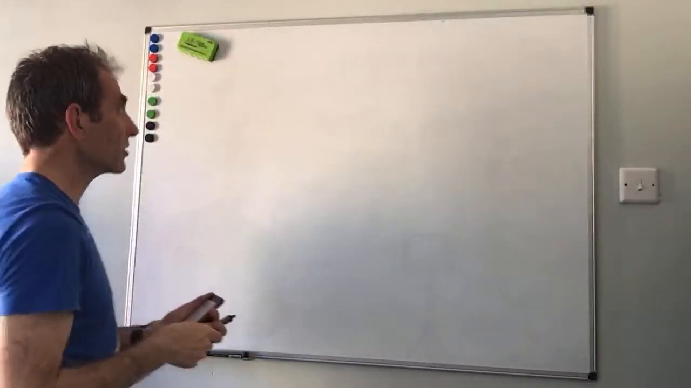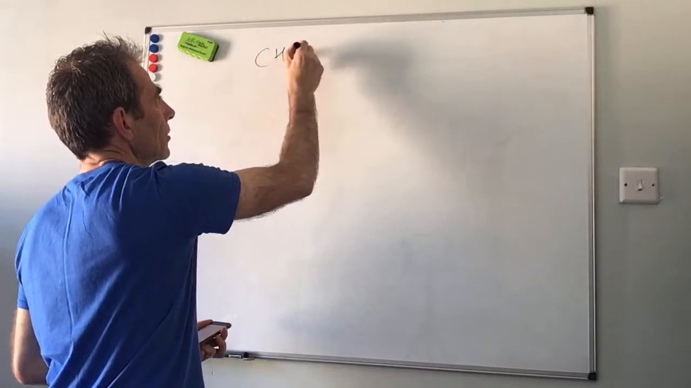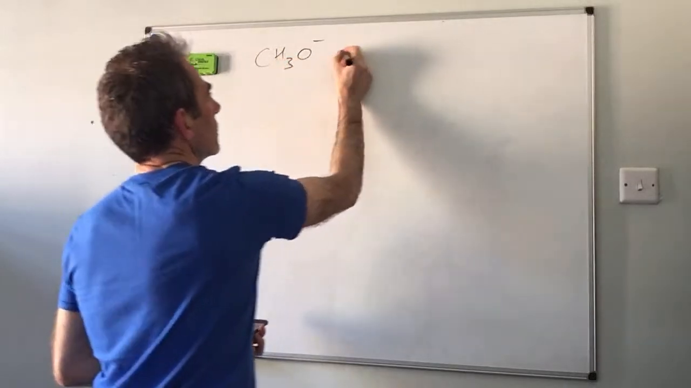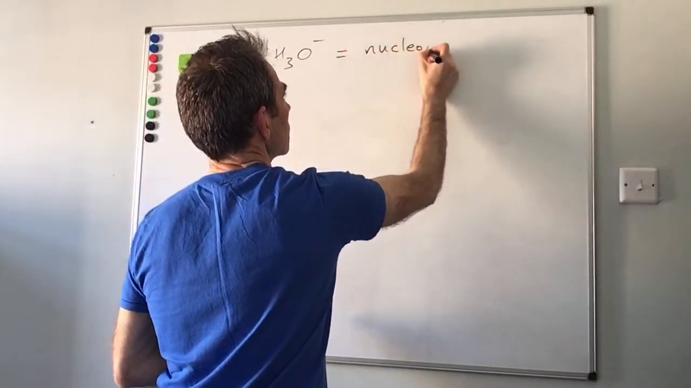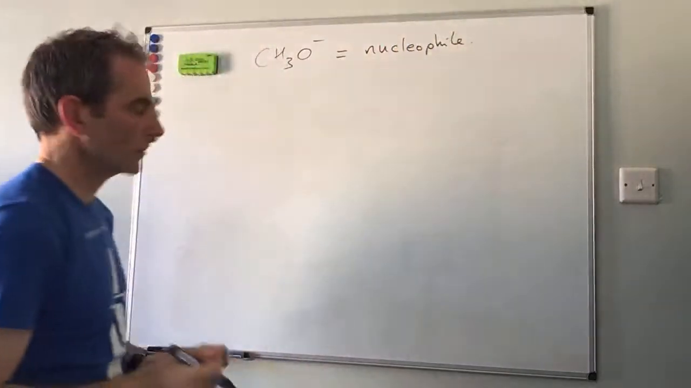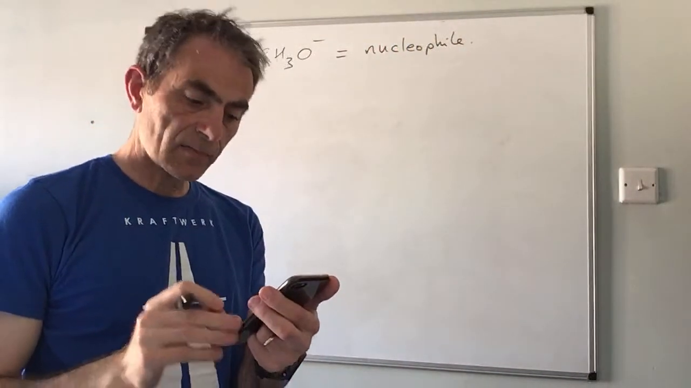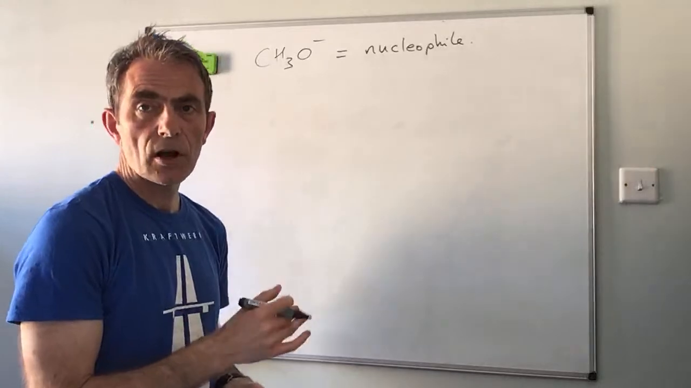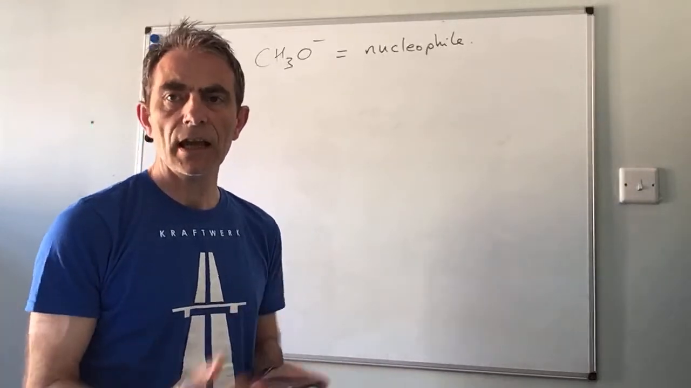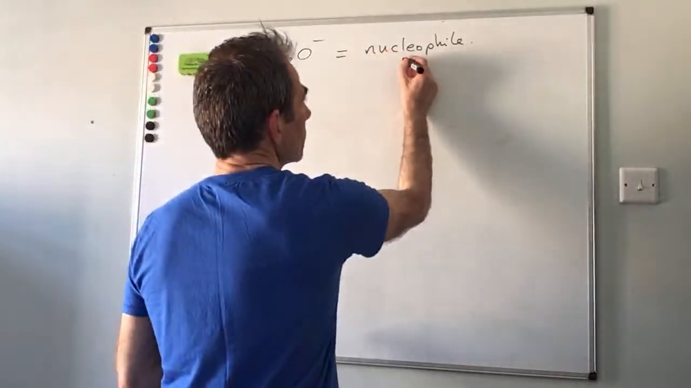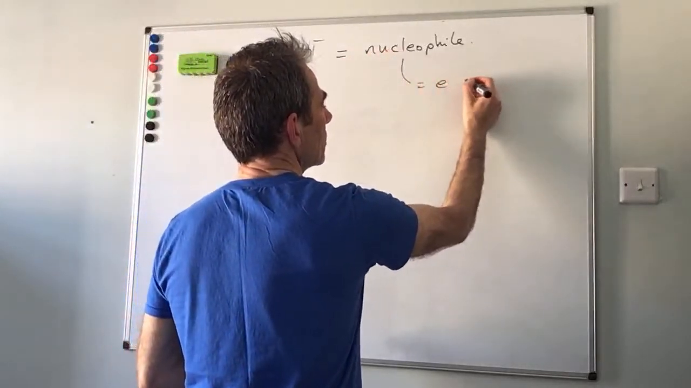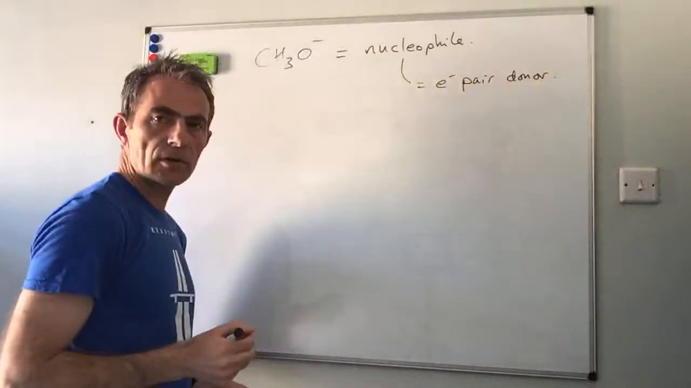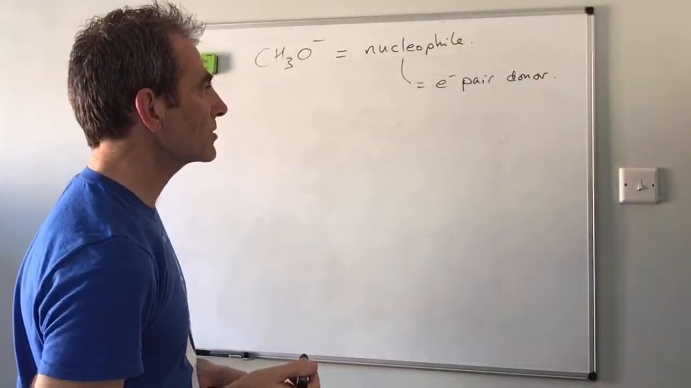So we know from the question that this CH3O minus ion is a nucleophile. Okay, so part A, explain why the methoxide ion can act as a nucleophile. What I would recommend is always try and get the definition into your answer, okay? So a nucleophile is an electron pair donor.